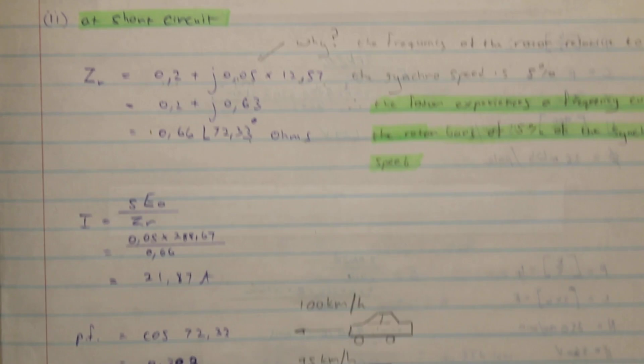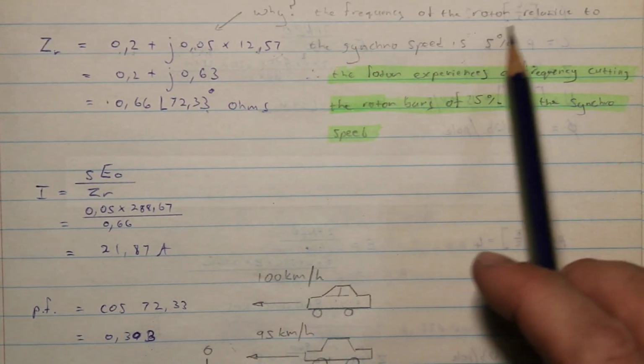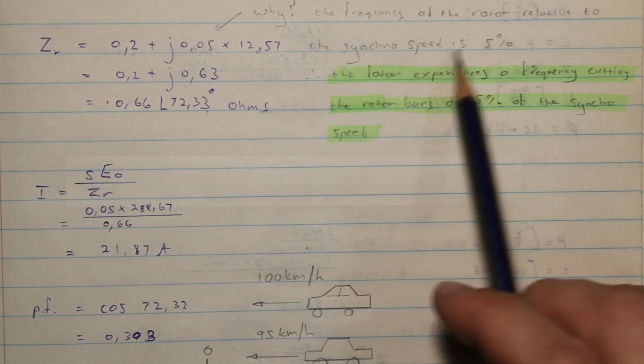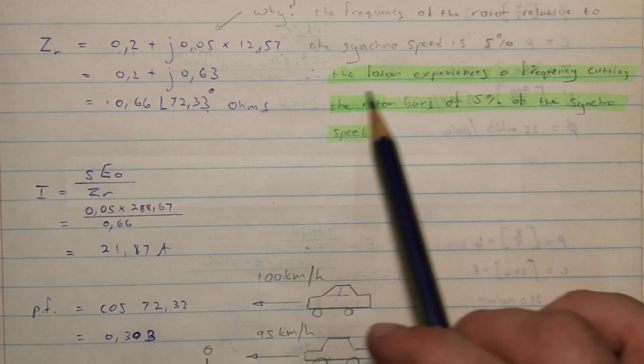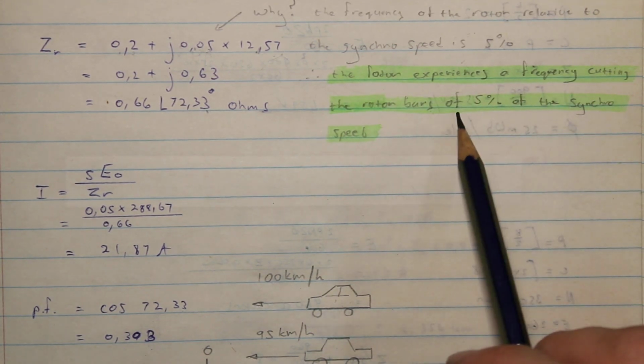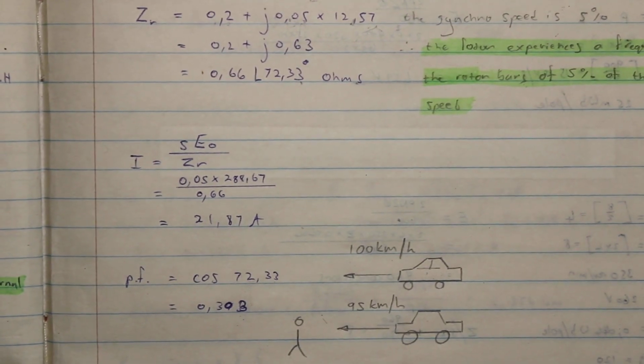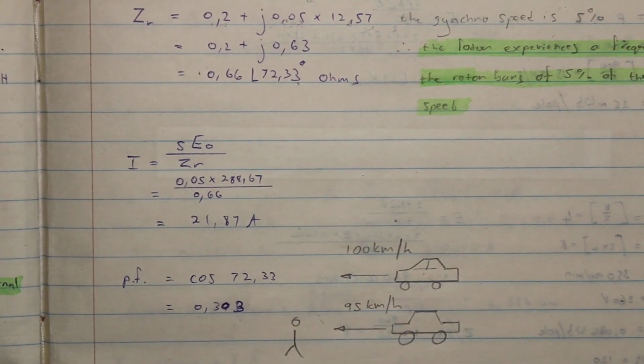All right, so I highlighted it here. I said, why? Because the frequency of the rotor relative to the synchronous speed is only 5%. The rotor experiences a frequency cut in the rotor bars of 5% of the synchronous speed. Okay, so the rotor bars only get 5% of the synchronous field. Okay, so that's the impedance of the coil of the rotor at 5% slip when the external resistors are shorted out.